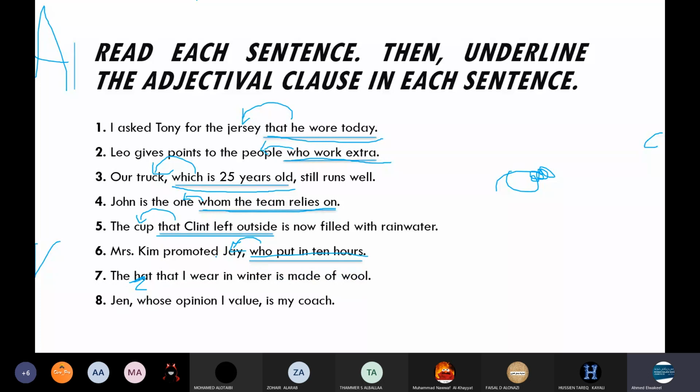And number 7, the hat that I wear in winter is made of wool. Which hat are you speaking about? I'm pretty sure he's talking about the hat I wear in winter. So "that I wear in winter" describes the hat. Last but not least, Jen, whose opinion I value, is my coach. So "whose opinion I value" describes Jen.